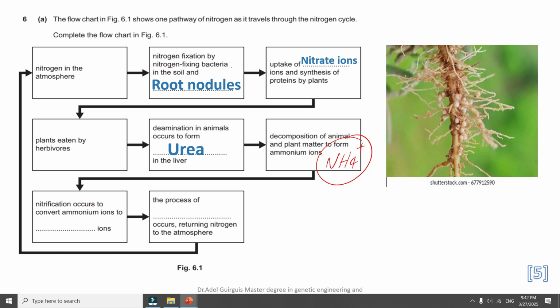Nitrification, oxidation occurs to convert ammonium ions to nitrite, then nitrate. Nitrite firstly, then nitrate ions. Okay, the process occurs returning nitrogen to the atmosphere. How does this process take nitrogen back to the atmosphere? It is called denitrification. Denitrification.